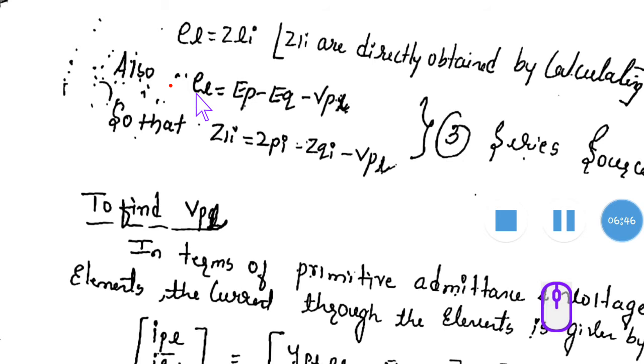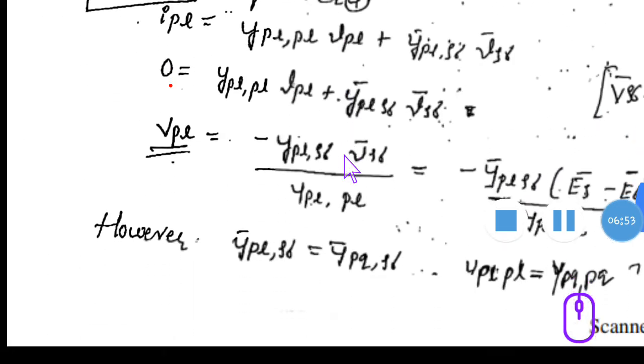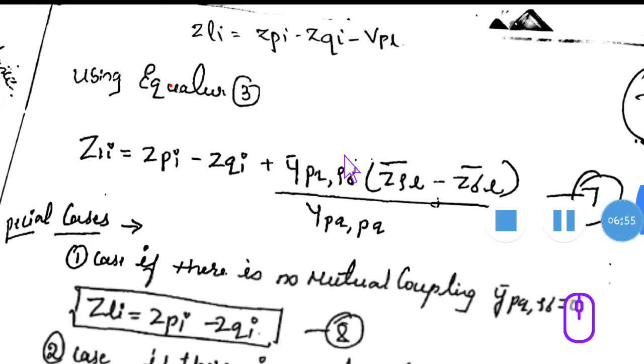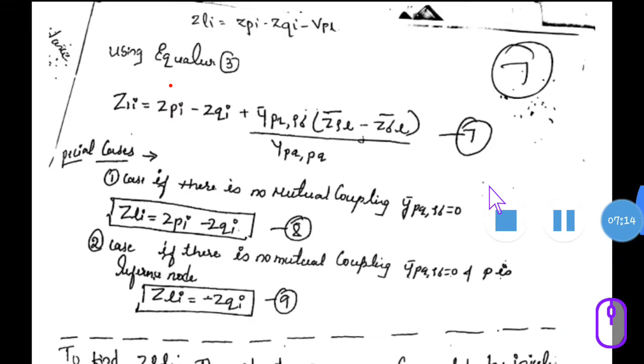You can substitute either in terms of voltage or in terms of impedance, but finally we want the impedance value only. So I am substituting in the form of impedance, wherever voltage is replaced by impedance. So Z of Li is equal to Z of Pi minus Z of Qi plus YPQ,rho sigma over PQ,PQ. L is replaced by Q, and E rho minus E sigma is replaced by Z rho L minus Z sigma L. So this is the main equation we got for addition of link for the off-diagonal value.